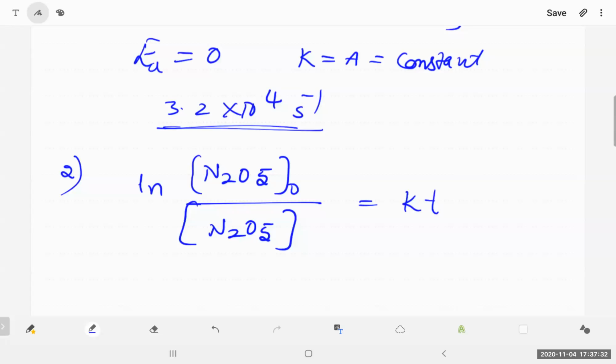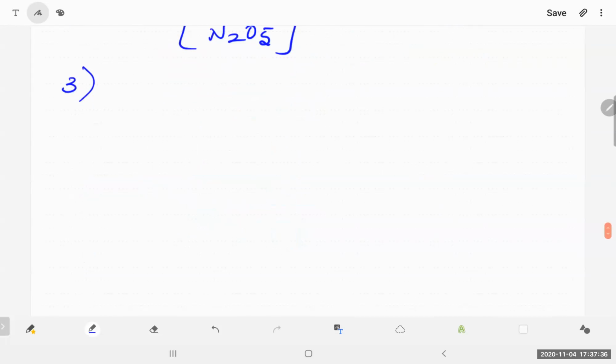Then third question. The rate reaction for the reaction 2A plus B gives C is found to be rate is equal to K into A into B. The correct statement in relation to this reaction is, yes, that is the third one.